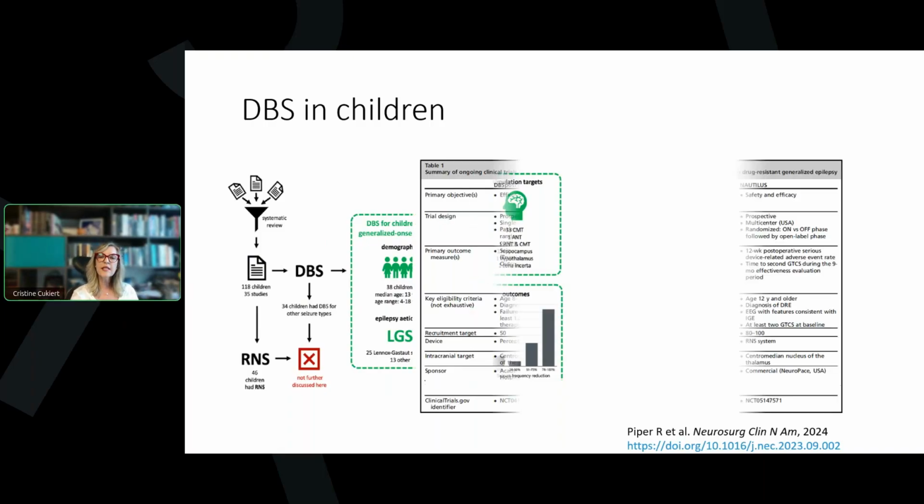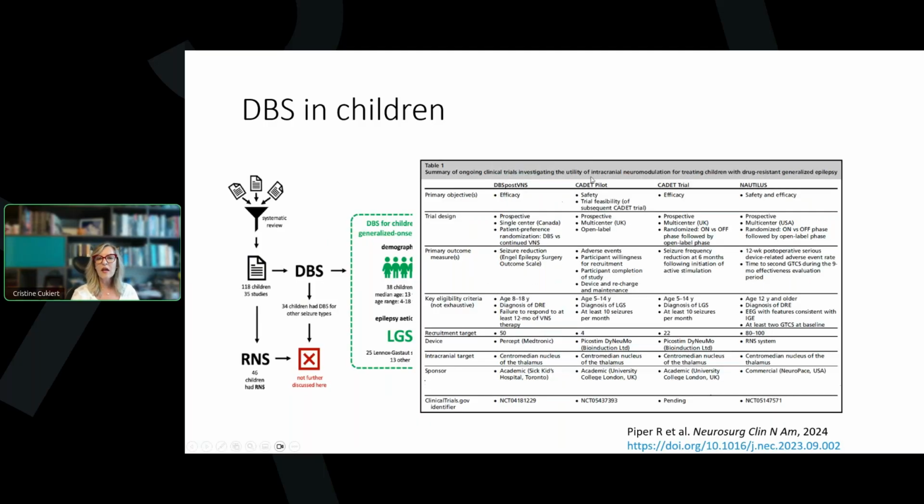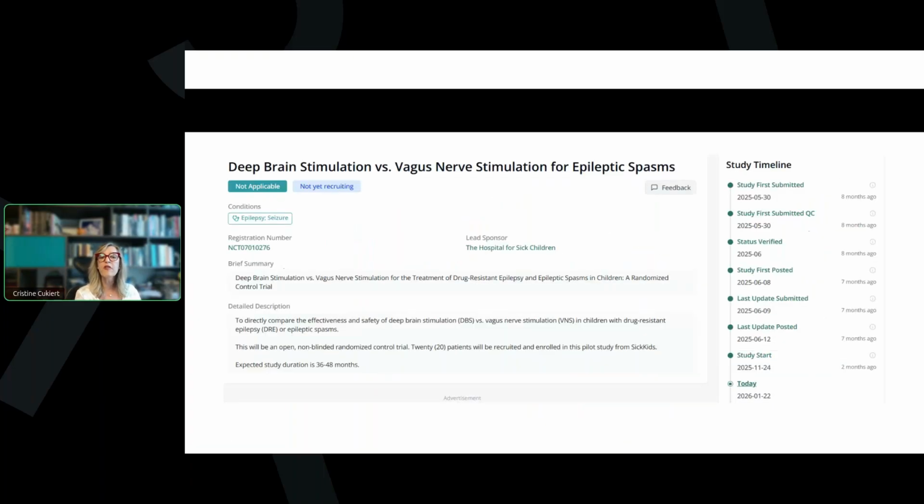And here we have some of the trials, some of them are going, and some of them are finalized. We have the Nautilus trial, which is putting RNS in the central median. And we have the CADET trial, the pilot and the trial, which uses the Picostim, another device in the central median for these patients. So we have many trials going, like deep brain stimulation versus vagus nerve stimulation for epileptic spasms. So this is the golden question: which is better?